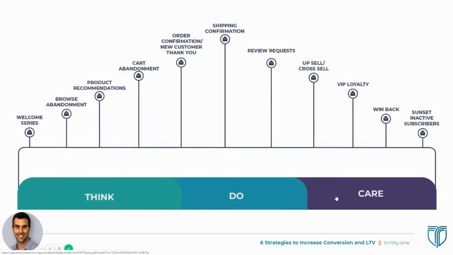And then you add layers in. So now we have browse abandonment, we have product recommendation emails, we have review requests and cross sells and VIPs and winbacks and sunset on inactive to keep your list clean. This is the next stage and where you should be at. And if you're not incorporating, especially in e-commerce, again, all of these touch points, I would highly recommend that you do.